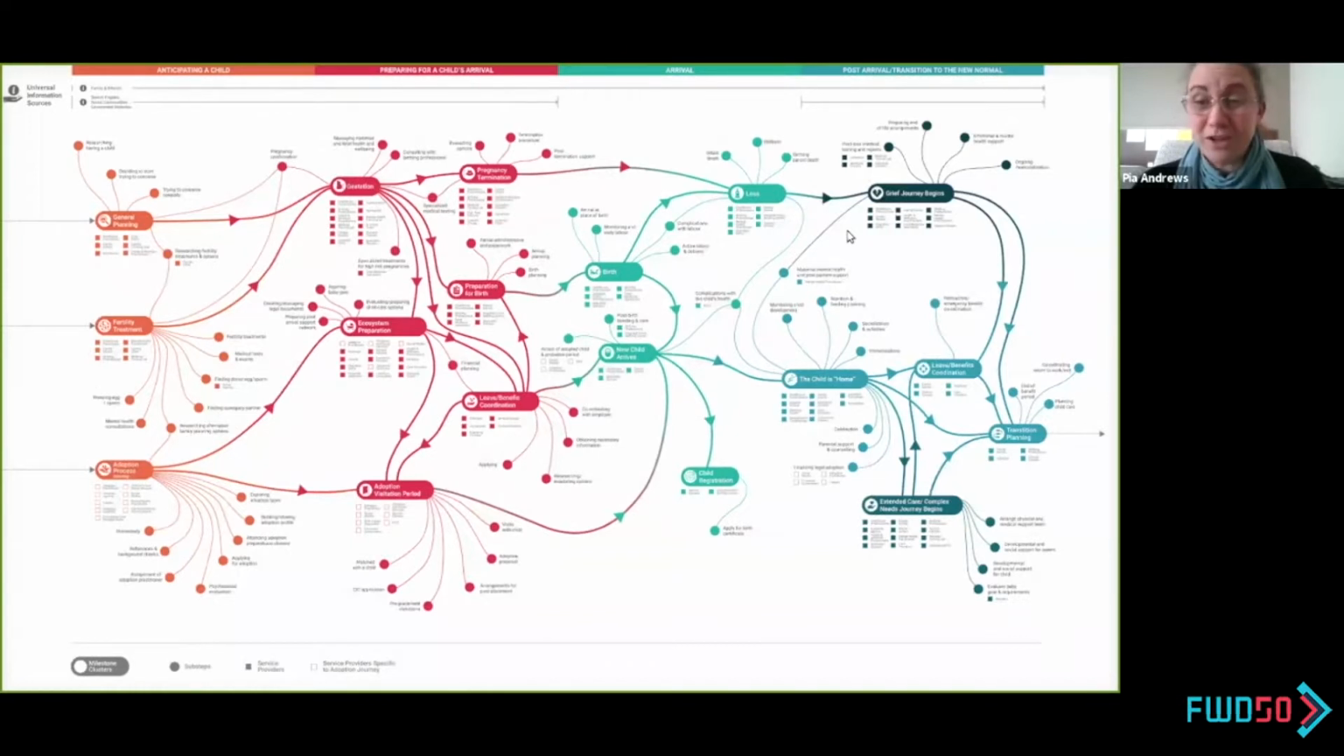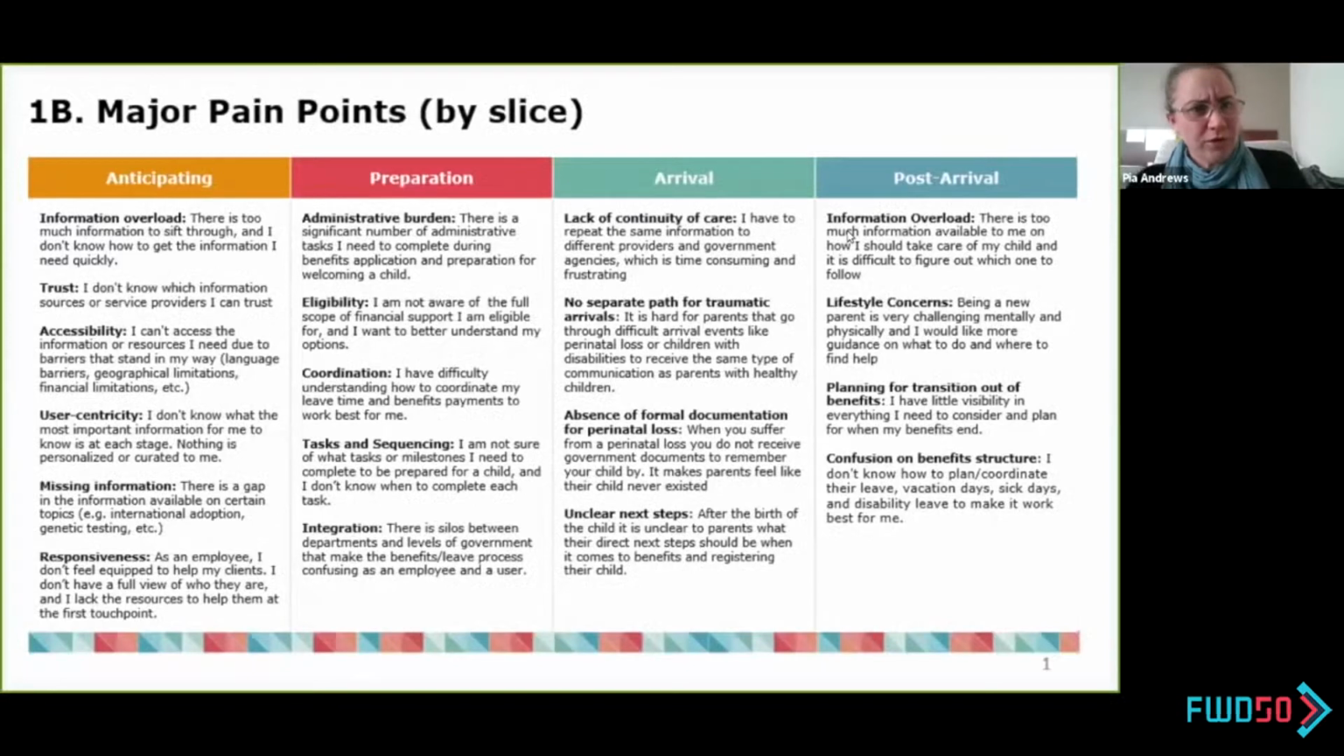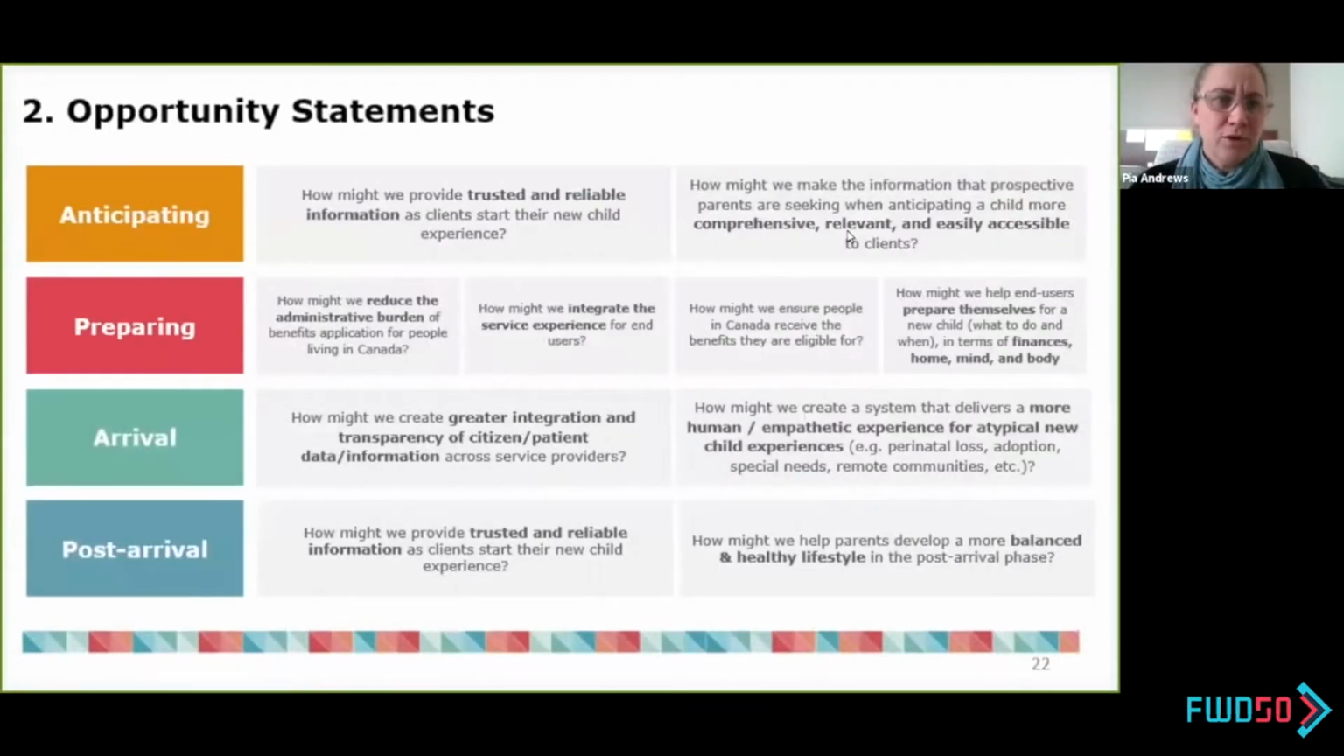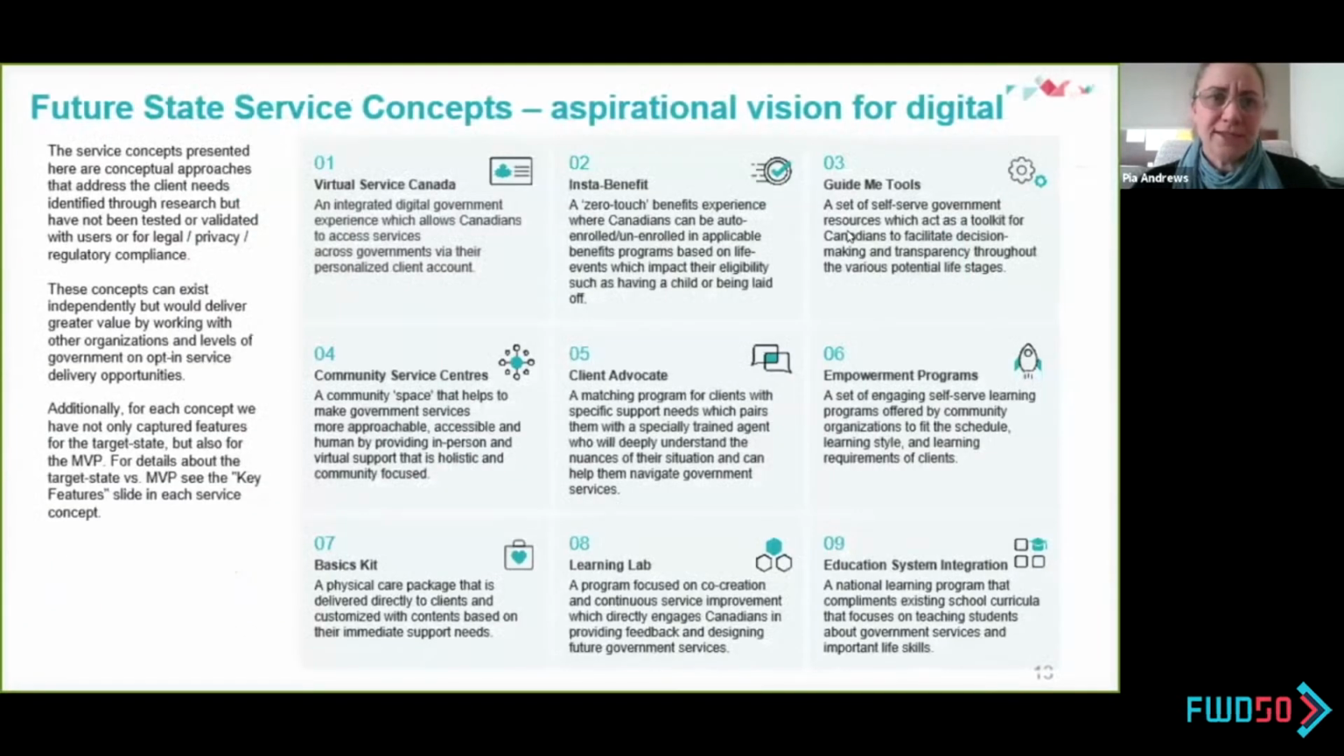It gives us a framework to work together across departments, across functions, and indeed across sectors to actually help people on their journey. So in our work, we did a mapping of the major pain points by those different slices. We looked at what opportunity statements could be there for that. And please, I encourage you to go back and check some of these. And it led to some future state service concepts for what we could possibly do in future, not right now, but some ideas around what is needed for that journey. This is just looking at the having a child come into your home journey.